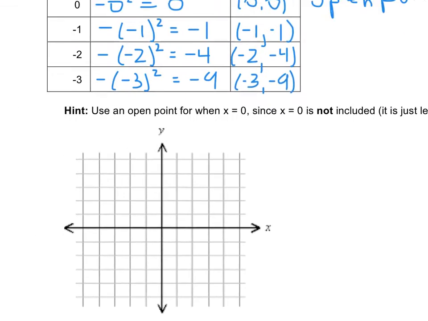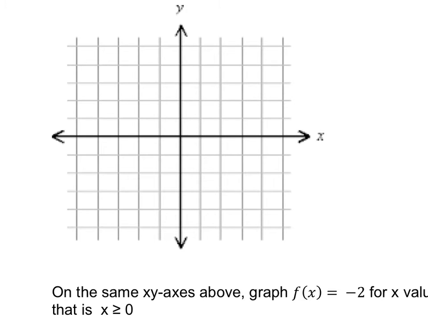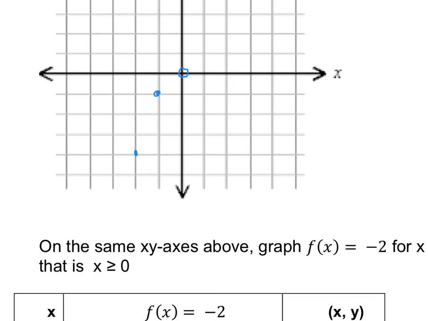All right, so let's plot those. We've got 0, 0, but that is an open point. Negative 1, negative 1. Negative 2, negative 4. And negative 3, negative 9 is somewhere down here. All right, but we can connect those. And that gives us the piece for y equal to negative x squared.